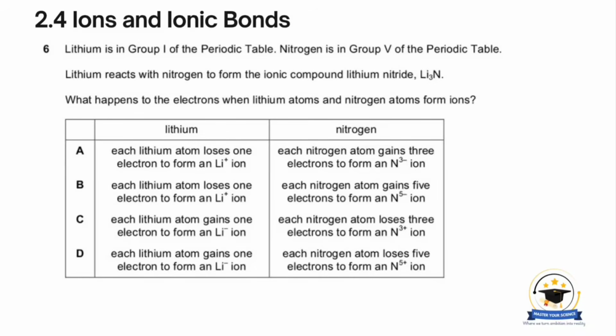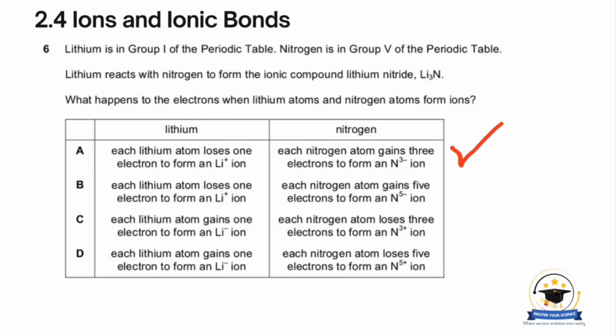So let us look at the answers we have here. A says each lithium atom loses 1 electron to form a Li+ ion. Then each nitrogen atom gains 3 electrons to form an N3- ion. So from what we've just discussed, this would make sense. Lithium is in group 1, it loses 1 electron. Nitrogen is in group 5, it gains 3 electrons.